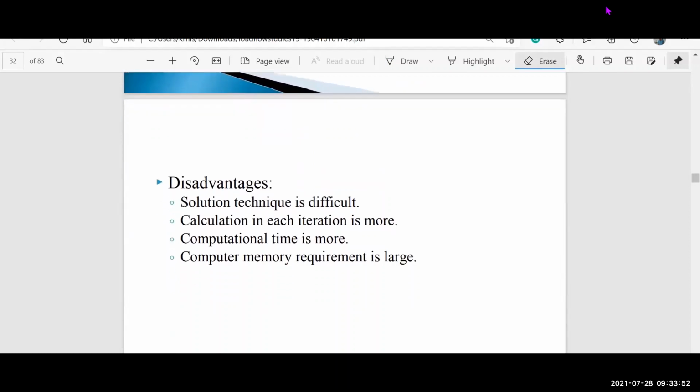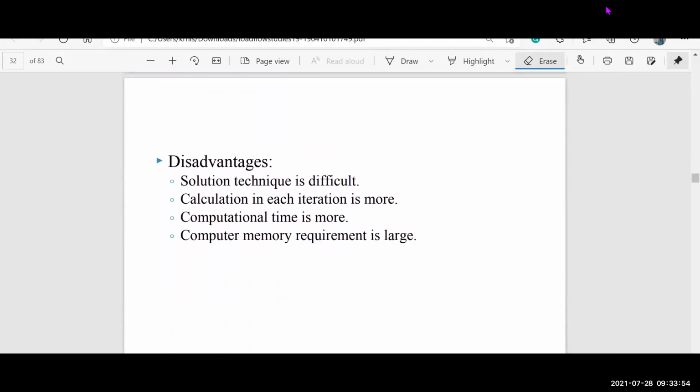Computer memory required is more if the equations are longer. More iterations mean the solution time per iteration is more, so the memory requirement will be more. Okay, it is difficult, it is complex.